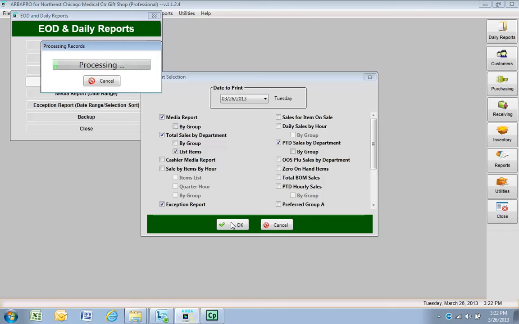I have asked for the sales reports from this morning's business activity, and those are the reports that are currently in the process of being generated. When we do those reports, they can be displayed on the screen, and they also can be printed to the printer.